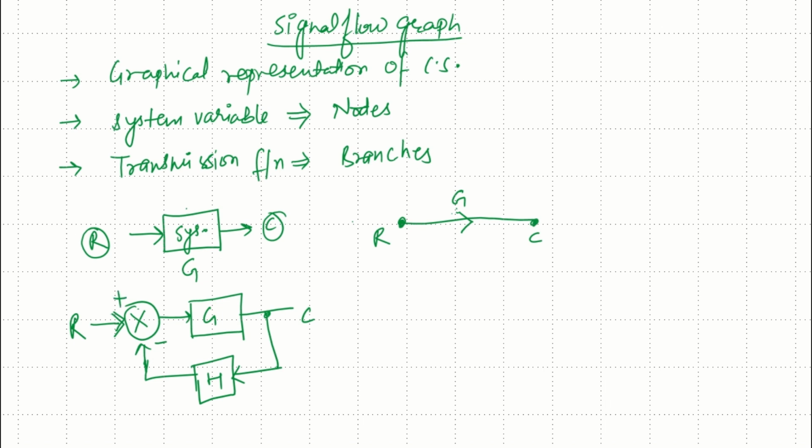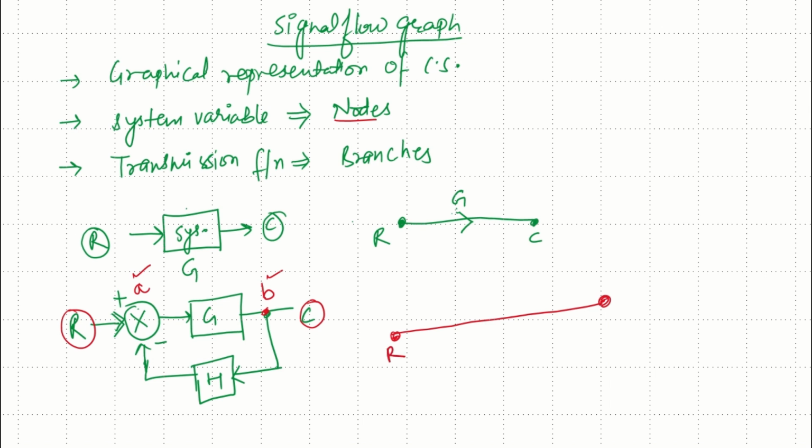In order to represent this closed loop block diagram as a signal flow graph, let me take the variables here. The summing element is a system variable, so let me represent it with A, because it will be represented as a node. The takeoff point is also another system variable, represented by another node B. So there will be a total of 4 nodes: the input node R, the node A which is the summing element, the takeoff point node B, and the output terminal C.